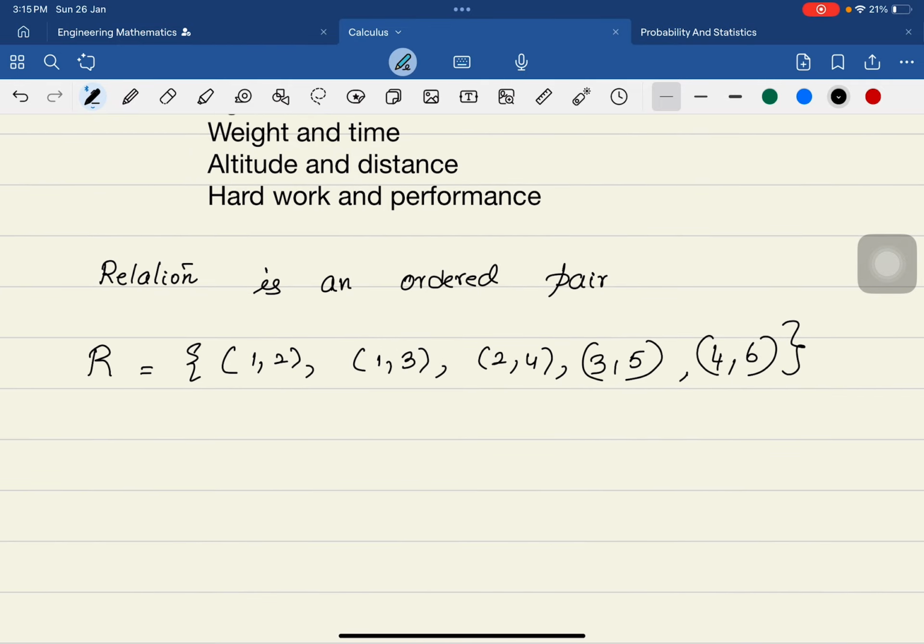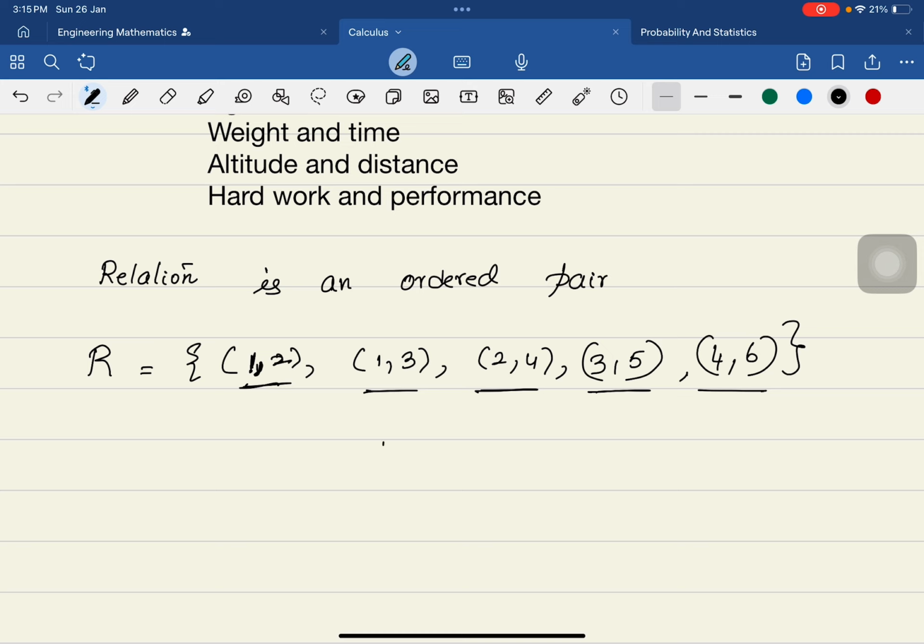In this, each and every term, that is (1,2), is an ordered pair, (1,3) is an ordered pair, (2,4), (3,5), (4,6) are ordered pairs, in which the first element, the one first in the bracket, is the element which is in the domain set.